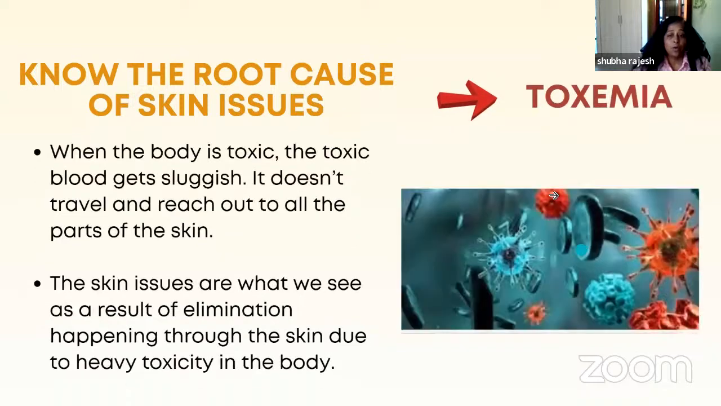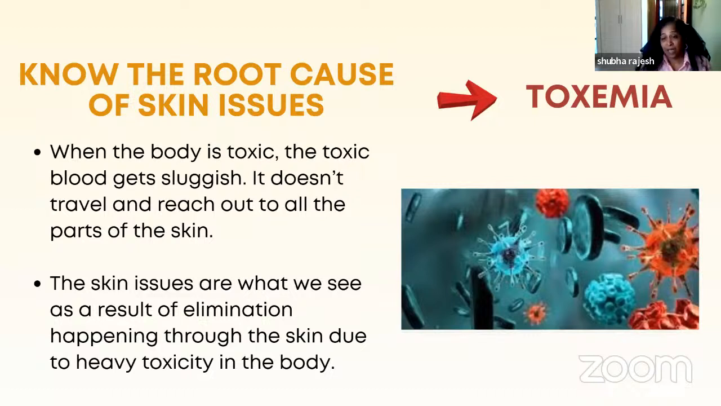So know the root cause of skin issues. When the body is toxic, the toxic blood gets sluggish. It doesn't travel and reach out to all the parts of the skin. So when the toxicity happens, your blood, which flows through the body, is very important. Yes, it helps in throwing out the toxins also.